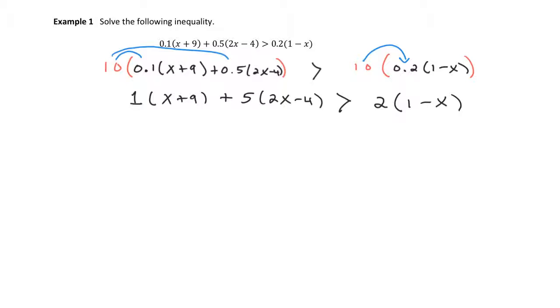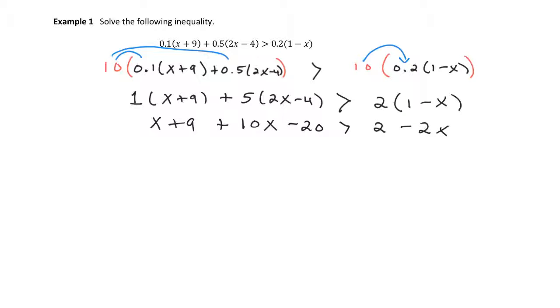Okay, so for the next step, I'm going to distribute into the parentheses. And here, if it's just a positive 1, I'm not going to change the x plus 9, so I get x plus 9. Now here, if I distribute in the 5, I get 10x minus 20, still greater than, and then I have 2 minus 2x.